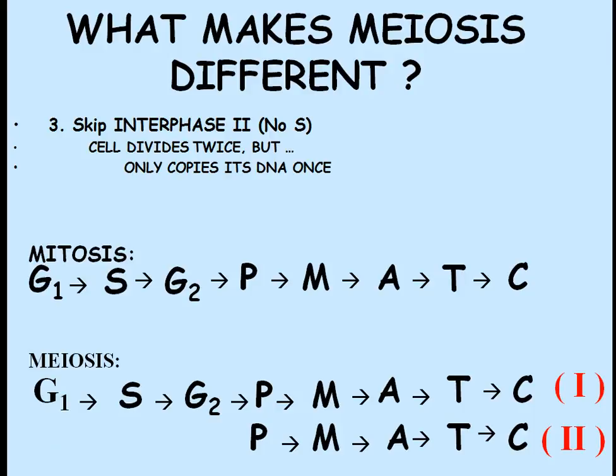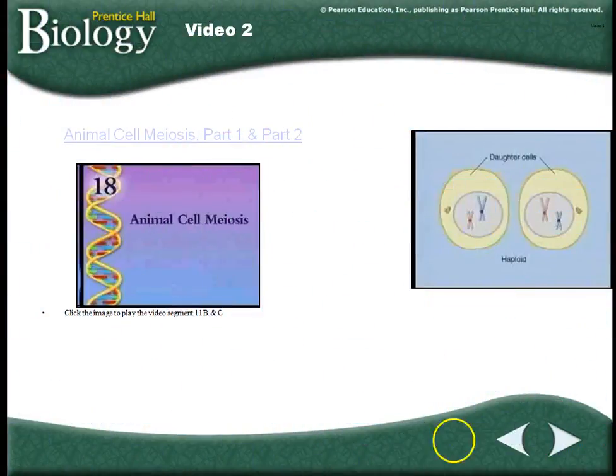Okay, so another thing is that you can see that after cytokinesis, it doesn't actually go back to G1, S phase, or G2. We're actually going to be skipping that interphase and going to prophase 2. So after cytokinesis 1, we go straight to prophase 2, metaphase 2, anaphase 2, telophase 2, cytokinesis 2. Okay, so let's go ahead and watch a video of what's going on in meiosis.